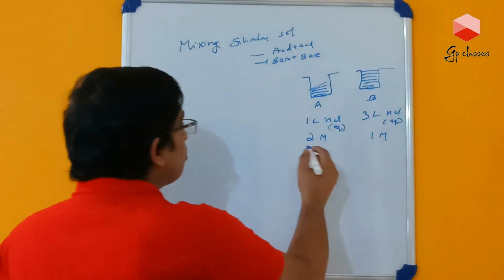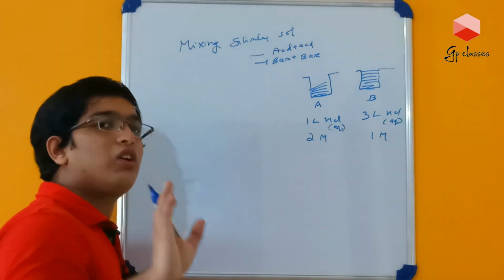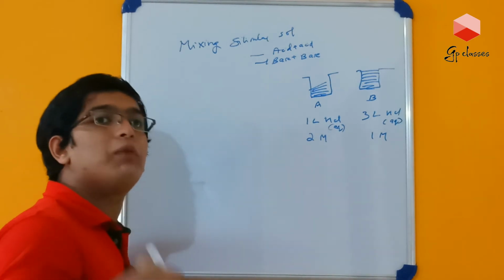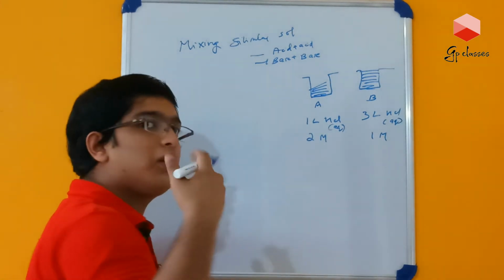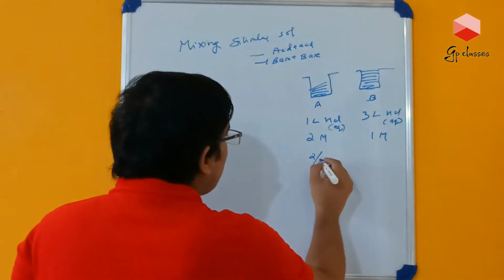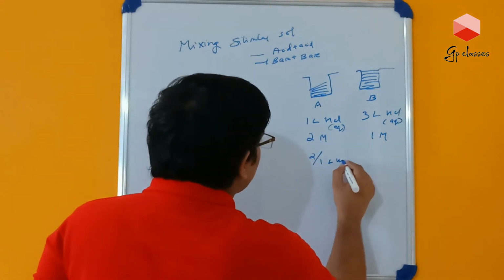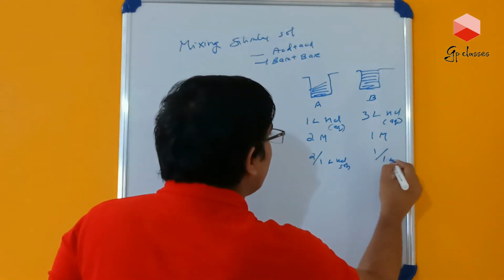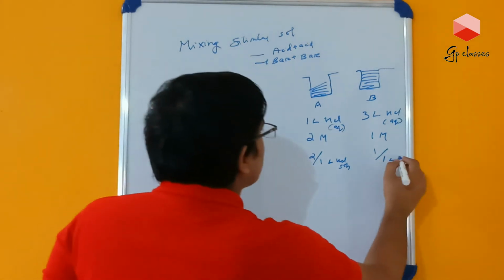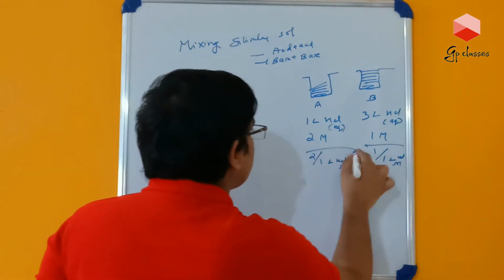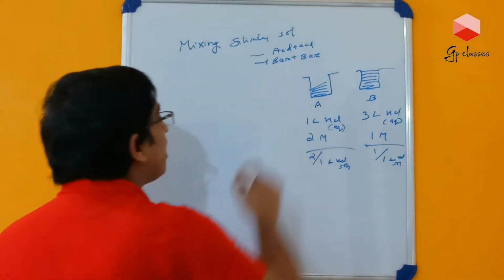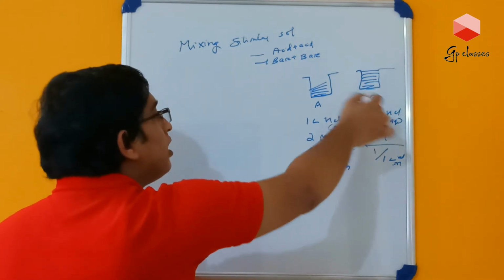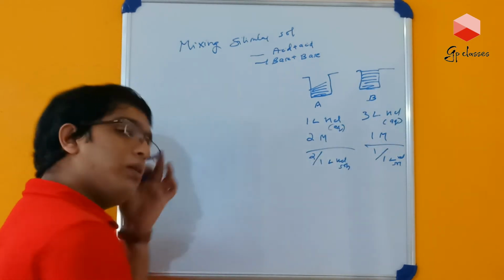2 molar means 2 moles of HCl in 1 liter of HCl solution. Molarity is the number of moles of solute divided by the volume of solution, so let the number of moles be 2. So 2 moles in 1 liter of aqueous HCl solution. And 1 molar means 1 mole in 1 liter of HCl solution. This is molarity. So I am initially taking 1 liter of HCl which is 2 molar, and in beaker B 3 liters of aqueous HCl solution which is 1 molar.